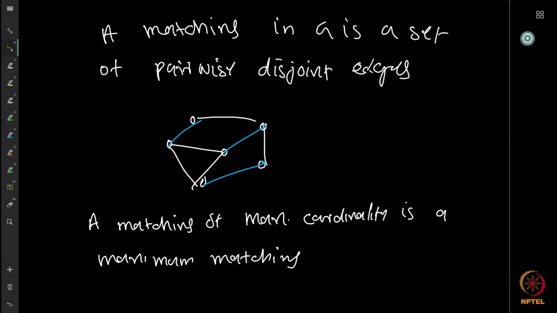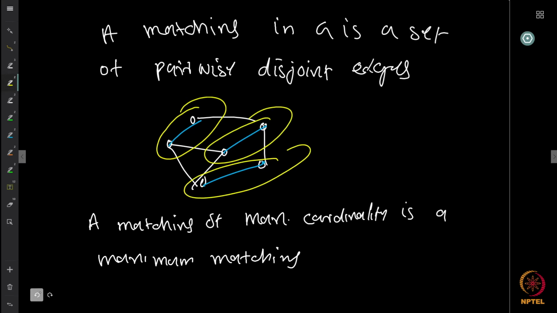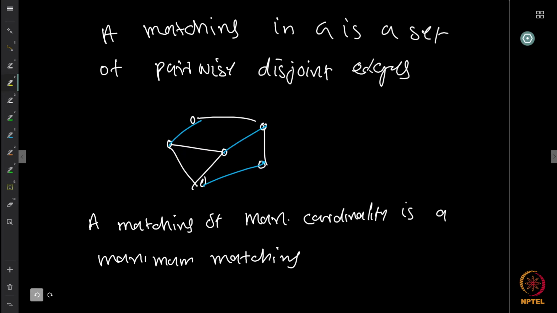Given a graph G, a matching is a set of pairwise disjoint edges. So a matching in the graph is a set of pairwise disjoint edges. For example, this set of 3 edges, the blue edges, forms a matching in the graph, because these edges do not have any intersection for any pair of them. So they are pairwise disjoint, and they are a subset of edges. Therefore, it's a matching in the graph.